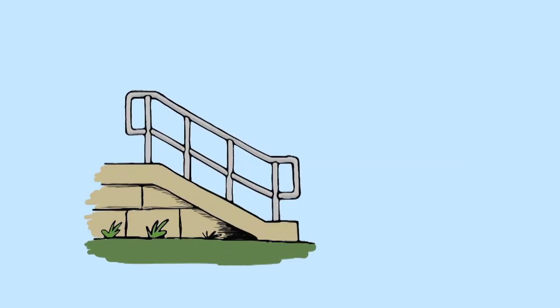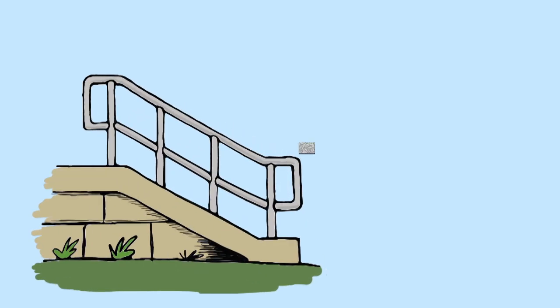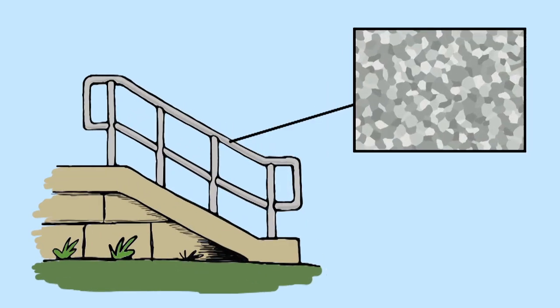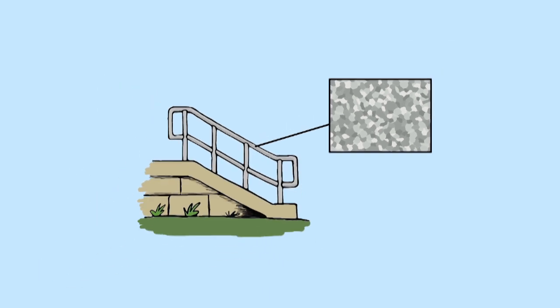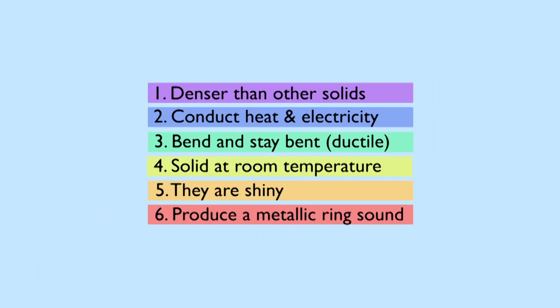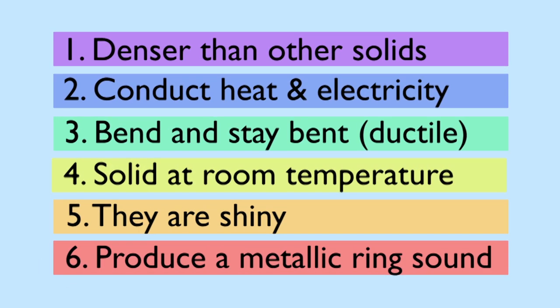Yes, metals are crystalline. Next time you pass a galvanized railing, look carefully to see the crystal grains of zinc on the surface of iron. Let's now relate the six properties of metals to their bonding.